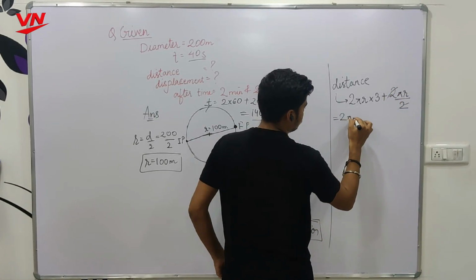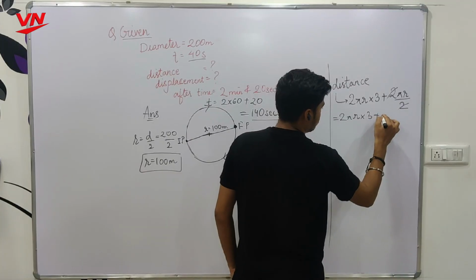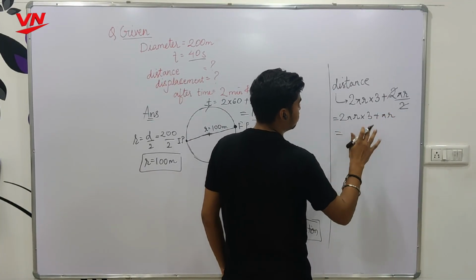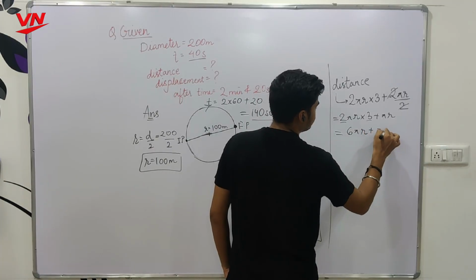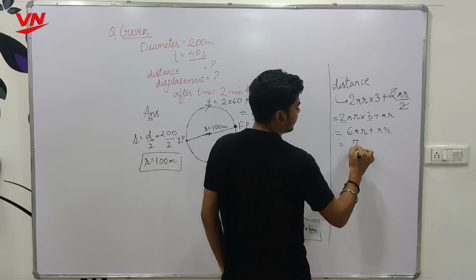So I just have to put in the values and I can get the answer, but I will put the values at the end. 3 times 2 is 6, so 6 pi r plus pi r. What will I get? 7 pi r.